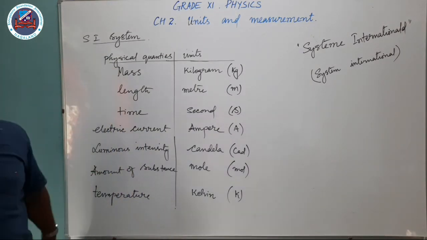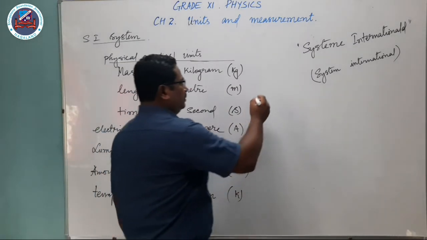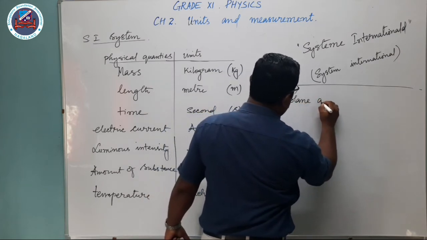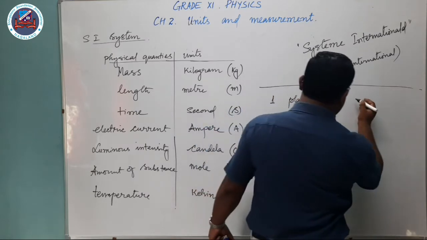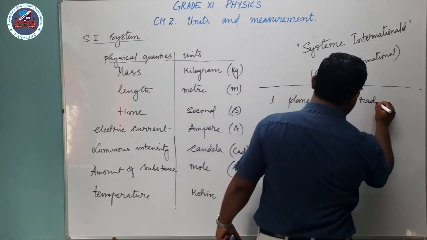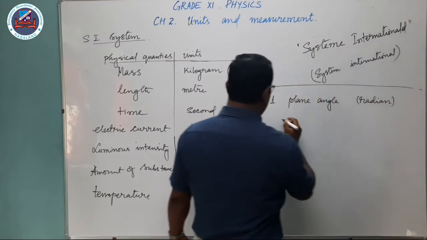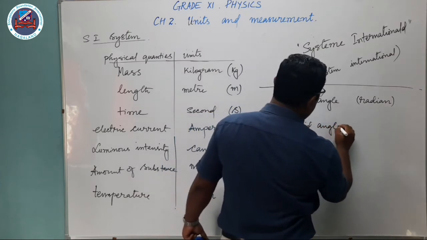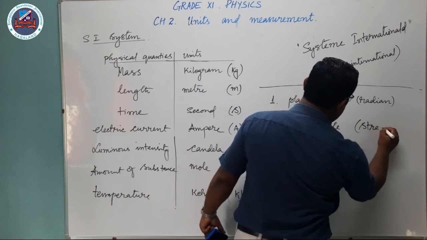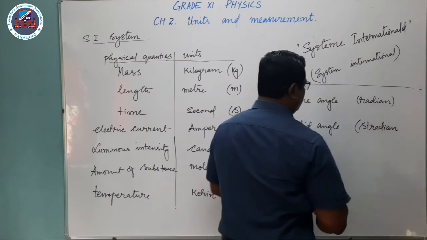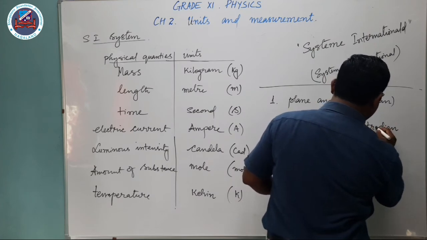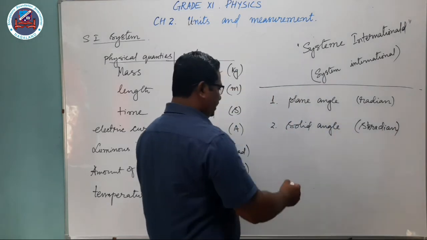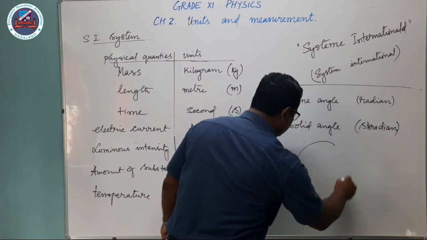Now, 2 more sub-quantities are taken. They are plane angle, whose SI unit is radian, and the second one is solid angle, which we measure in steradian.